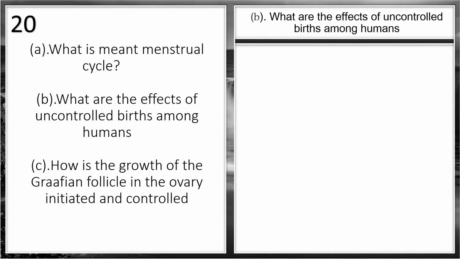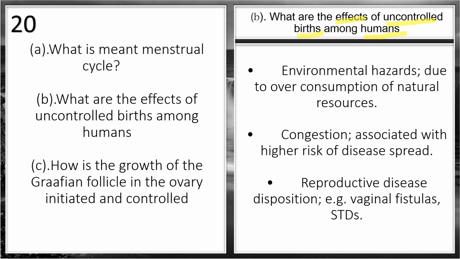Part B. What are the effects of uncontrolled birth among humans? 1. Environmental hazards due to overconsumption of natural resources. Congestion associated with higher risks of disease spread. Reproductive diseases, for example, vaginal fistula, STDs.